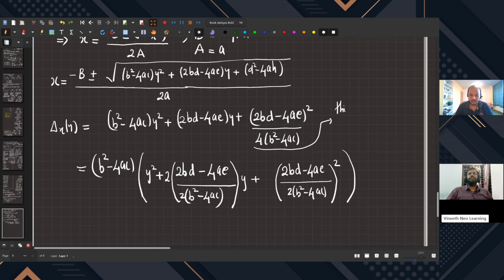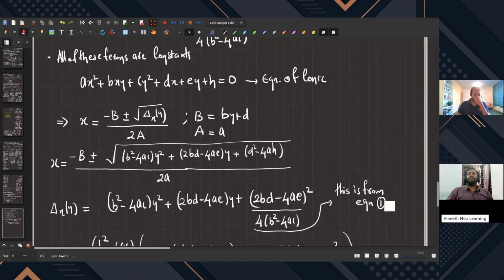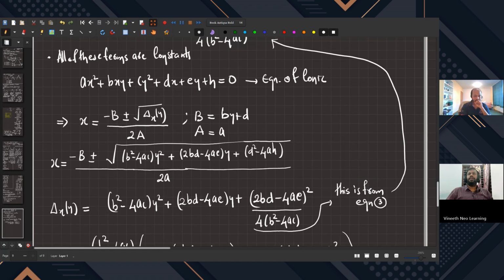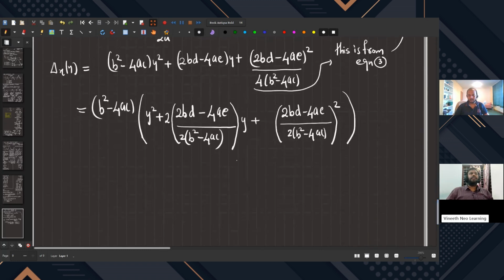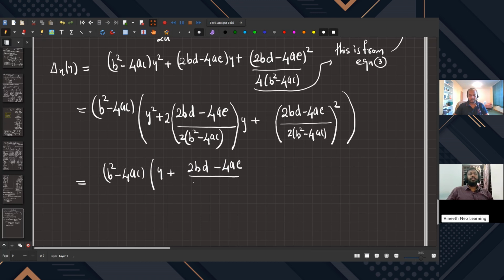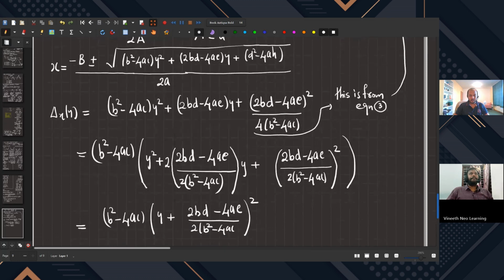This is from equation 1. Let me write it here. Okay, equation 3 here. So we get b squared minus 4ac times y plus 2bd minus 4ae over 2 times b squared minus 4ac, whole squared.